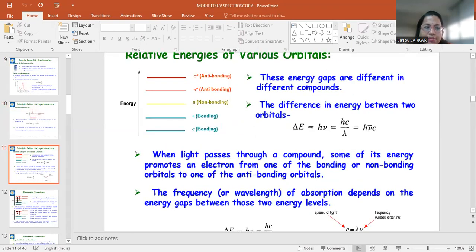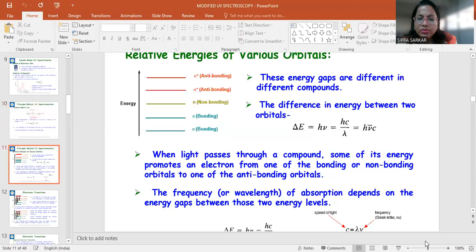See the sigma bonding, and from sigma bonding to pi bonding, and n means non-bonding, and pi star is the anti-bonding, sigma star anti-bonding. These are normally the ground state, where the electrons are residing. Next, they go from one orbital to another orbital. Pi star is antibonding and sigma star is antibonding. n means they are not bonded and they are the lone pair of electrons.